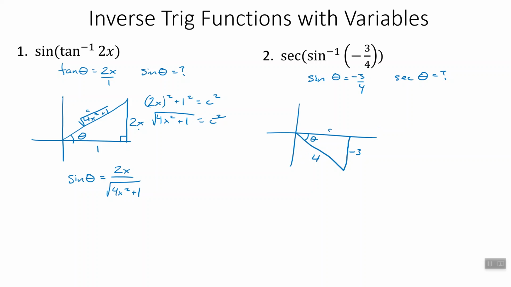So we can call this a if we want. We'd have a squared plus -3 squared, or 3 squared, which is 9, equals 4 squared, which is 16. Subtract the 9 from 16, we get a squared equals 7. So a is the square root of 7. So that means this side here is just the square root of 7. And now we want to read off the secant. Well, secant is hypotenuse over adjacent. It's cosine flipped over. Hypotenuse is 4. Adjacent is the square root of 7. And there's our answer.